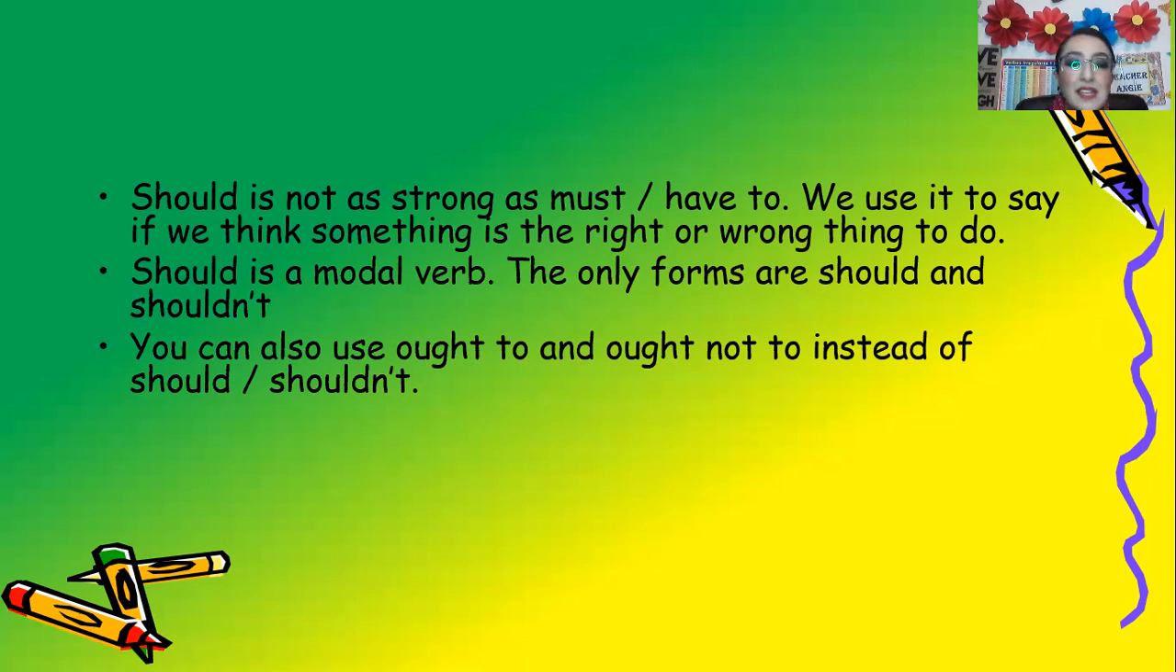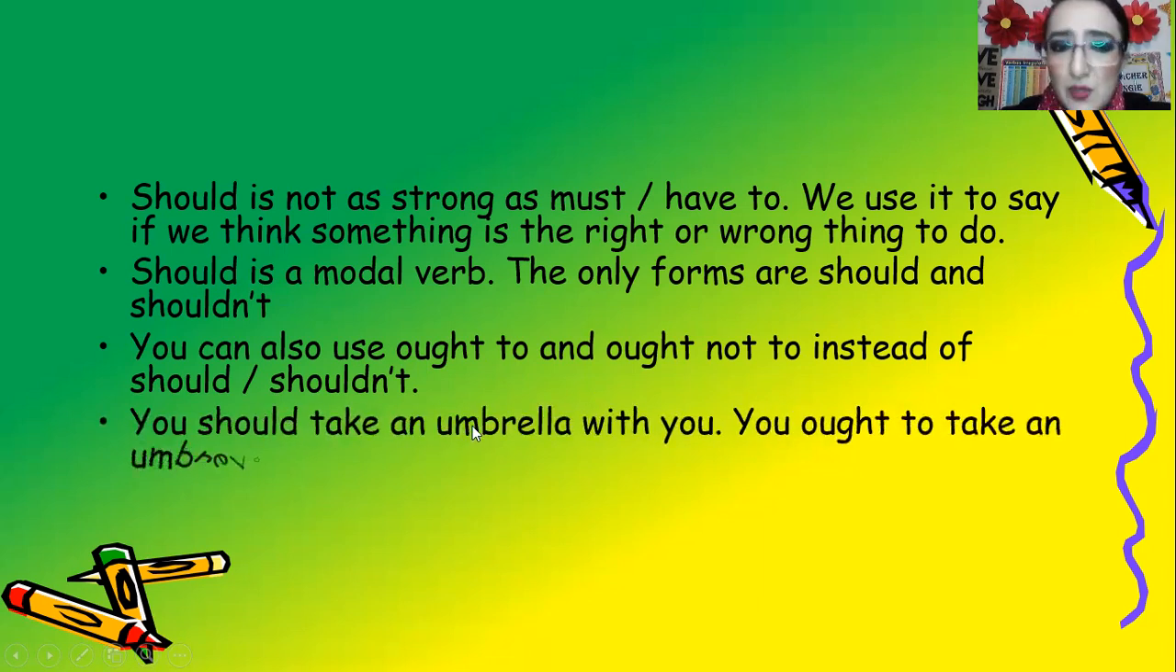No, no, no. And you can also use ought to and ought not to instead of should or shouldn't. Fíjate que este should or shouldn't tiene un primo que es el ought to and ought not to. ¿Sale? Puedes usar este ought to or ought not to, pero no es tan usado en el inglés americano, se usa más en el británico. Y es bien similar al should or shouldn't. Mira, ejemplos. You should take an umbrella with you.